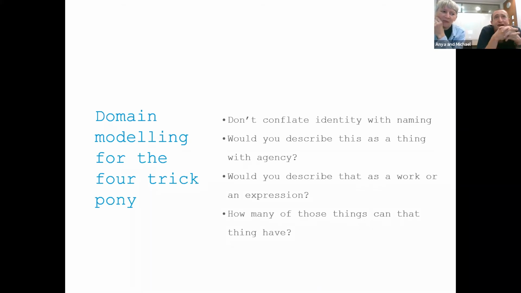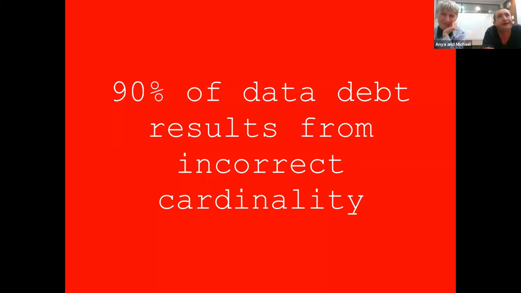FRBR is functional requirements for bibliographic records. FRBR is handy for all kinds of things way beyond books and documents. And always ask questions around cardinality. So how many of those things can that thing have is one of the best questions you can ever ask of any of these things. So this slide has no basis in science. It is based on experience that so many information projects flounder on the rocks of incorrect cardinality.